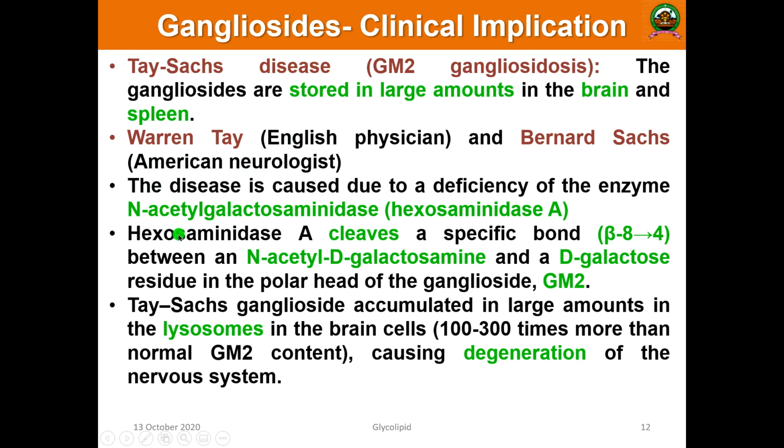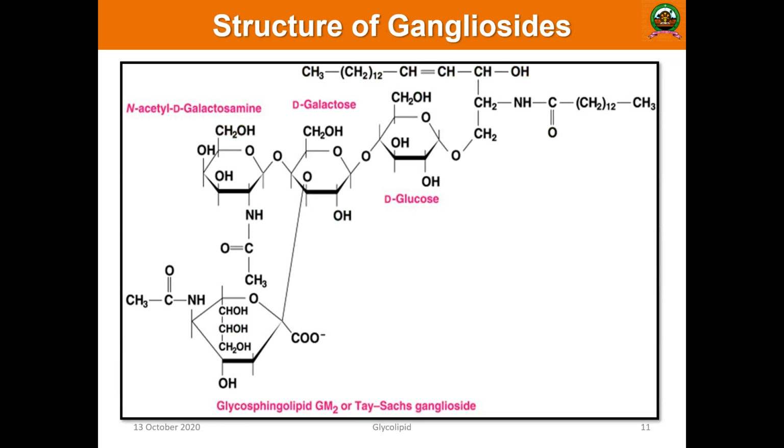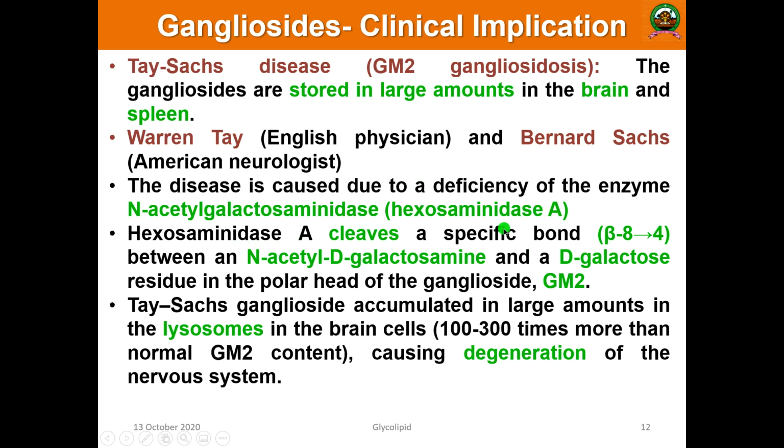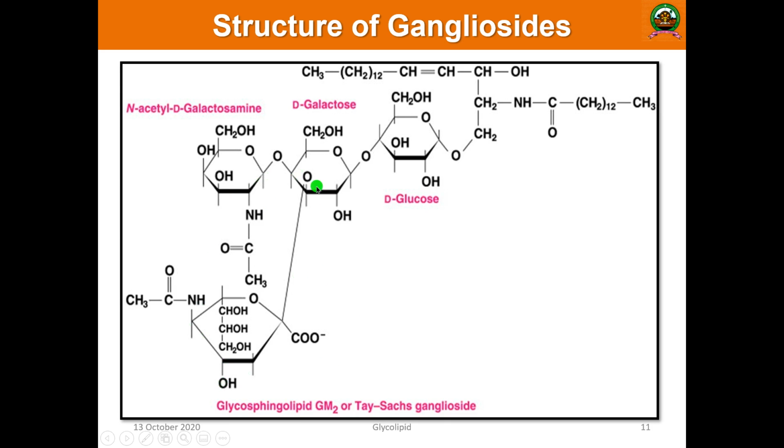This disease is mainly caused due to the deficiency of the enzyme N-acetyl galactosaminidase or hexosaminidase A. In the general case, if a sufficient amount of gangliosides is present, this hexosaminidase enzyme will be produced, and the over-accumulated gangliosides will be cleaved in this particular region, between N-acetyl D-galactosamine and D-galactose residues. It will cleave the specific beta-1,4 linkage, the polar head of the ganglioside GM2.